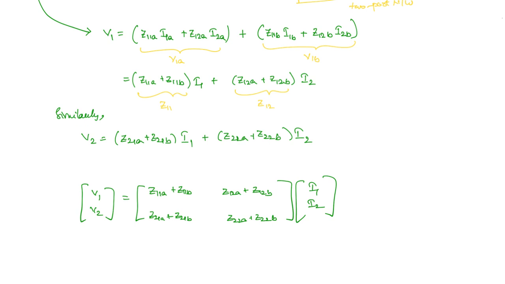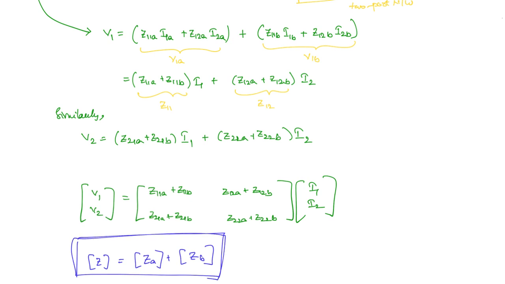So what will be the equivalent parameters? What did we get? The equivalent parameters will be the addition of the individual impedances, okay. So for a series connection, we can add the impedance parameters.